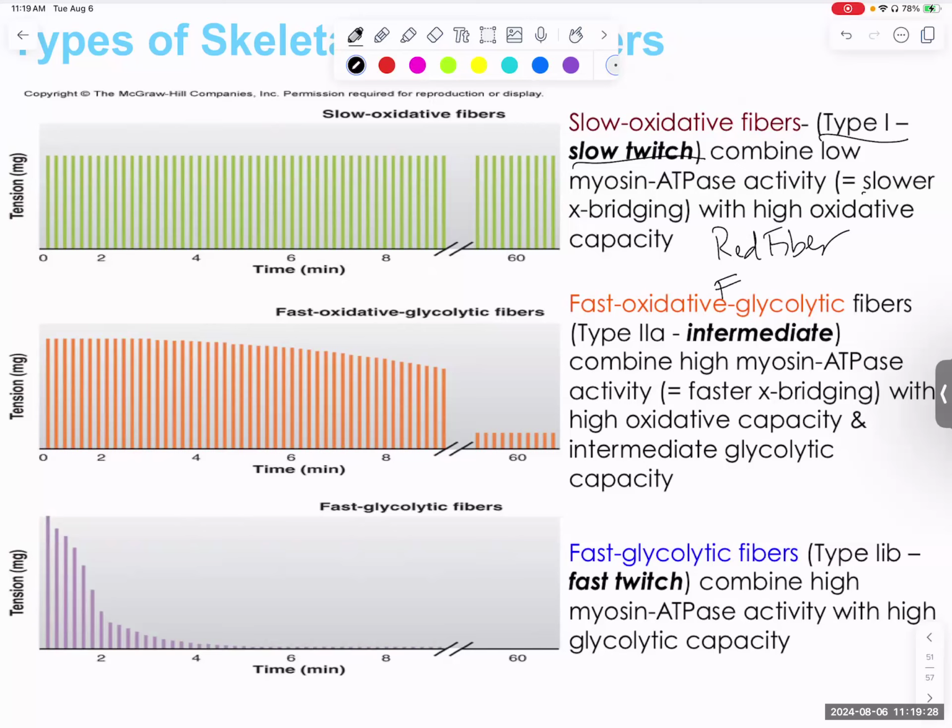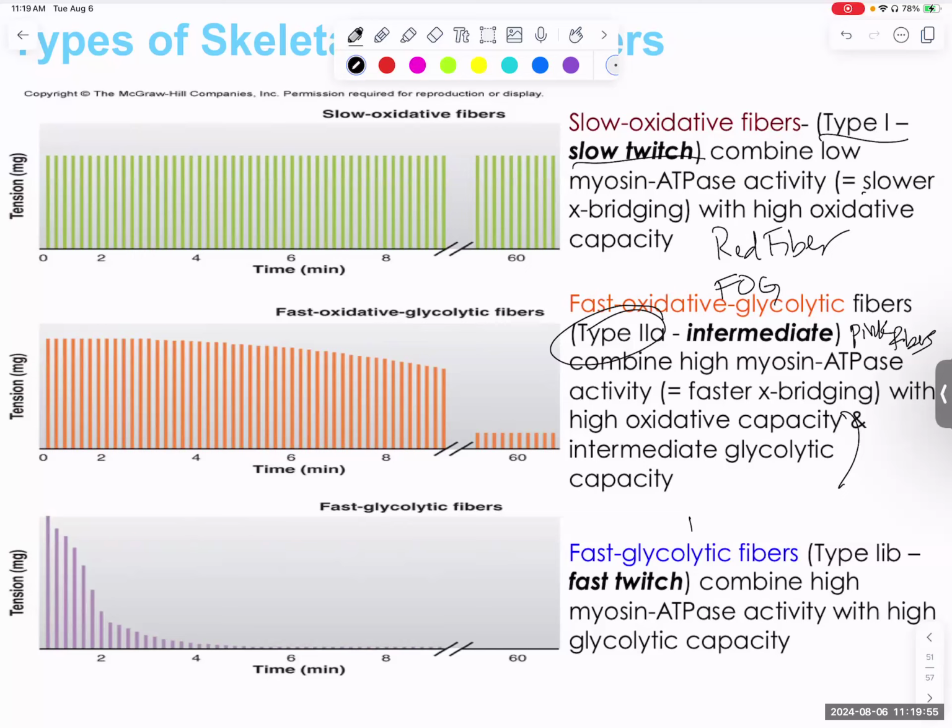Fast oxidative glycolytic, they're also called type 2 or intermediate or pink fibers. They have high myosin ATPase activity, but they can generate ATP. They can be trained to generate ATP through oxidative capacity. You can increase the number of mitochondria in these fibers, or you can increase the amount of glycolytic enzymes. Depends on how you train.